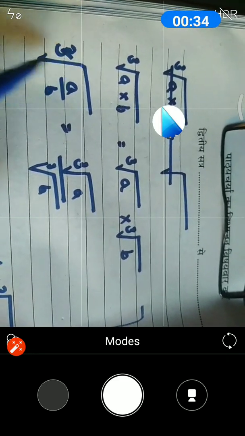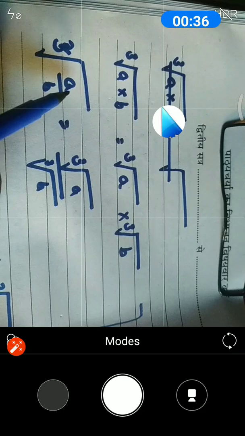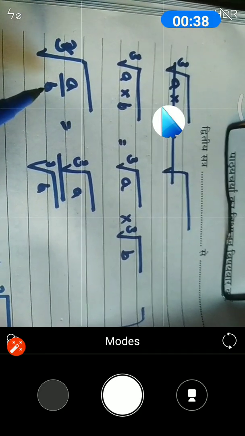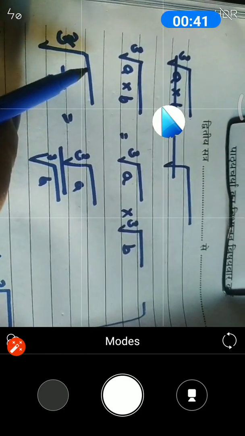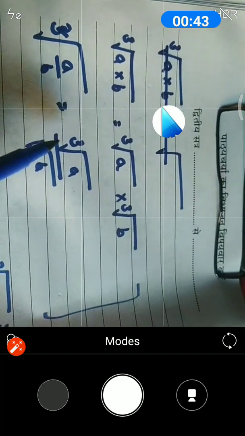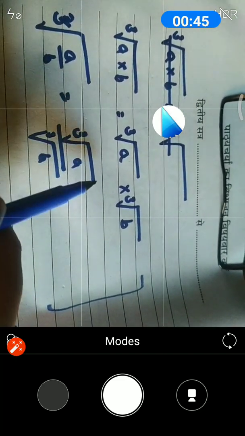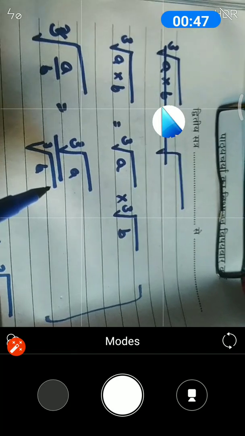Similarly, if we have the cube root of a upon b, meaning a divided by b, we have to find the cube root of this fraction. Then we have to find the cube root of the numerator and the cube root of the denominator.